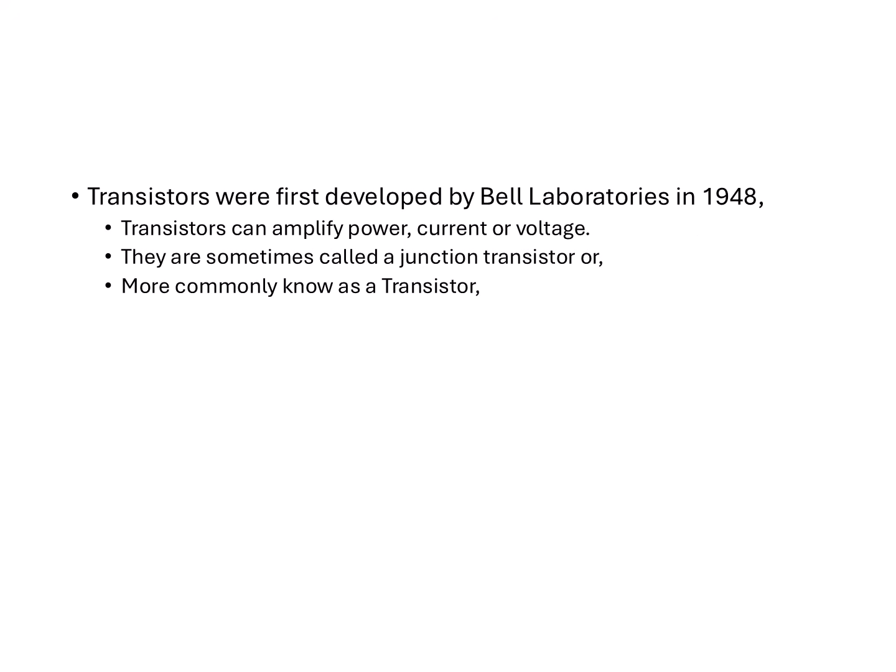Transistors were first developed by Bell Labs in 1948. A transistor is a tiny semiconductor device that controls the flow of electricity. It works like an electronic switch or an amplifier. By using a small current or voltage on one part, it can turn a much larger electric current on or off, or make a signal stronger. They are sometimes called junction transistors, but are more commonly just called transistors.